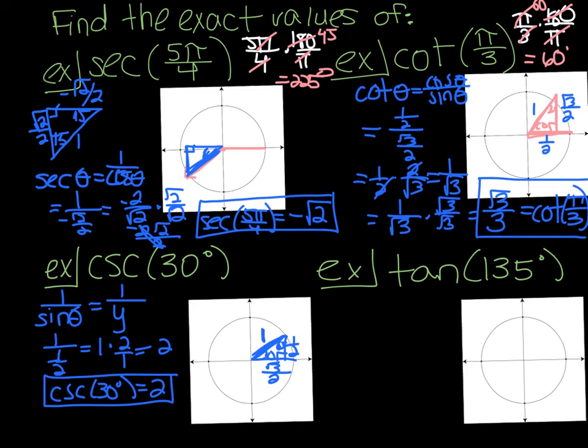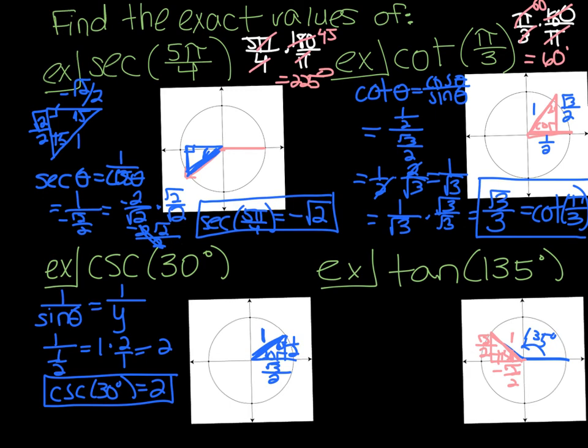Lastly, for tangent of 135 degrees, I'm going to sketch my 135-degree angle. I'm going to use the reference angle. So I'm going to use this 45-degree angle to create a 45, 45, 90 right triangle. My hypotenuse is the radius of the unit circle, so that's a 1. I'm going radical 2 over 2 units up, but negative radical 2 over 2 units left.